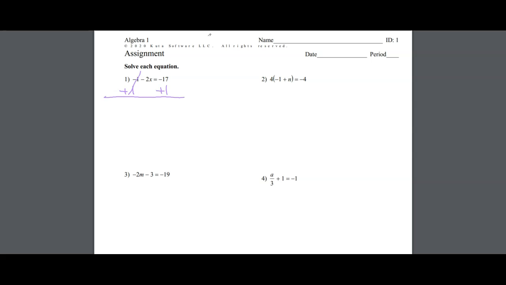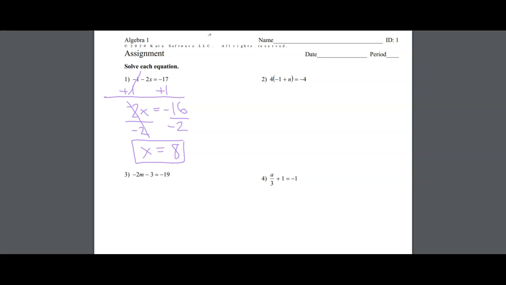So these simplify. I'm left with -2x is equal to -16. -17 plus 1 is -16. Okay, now I'm going to divide by -2. Remember, you have to divide by the negative as well. So this is going to give me x is equal to +8. Because I'm dividing a negative by a negative, that's going to give me a positive value.